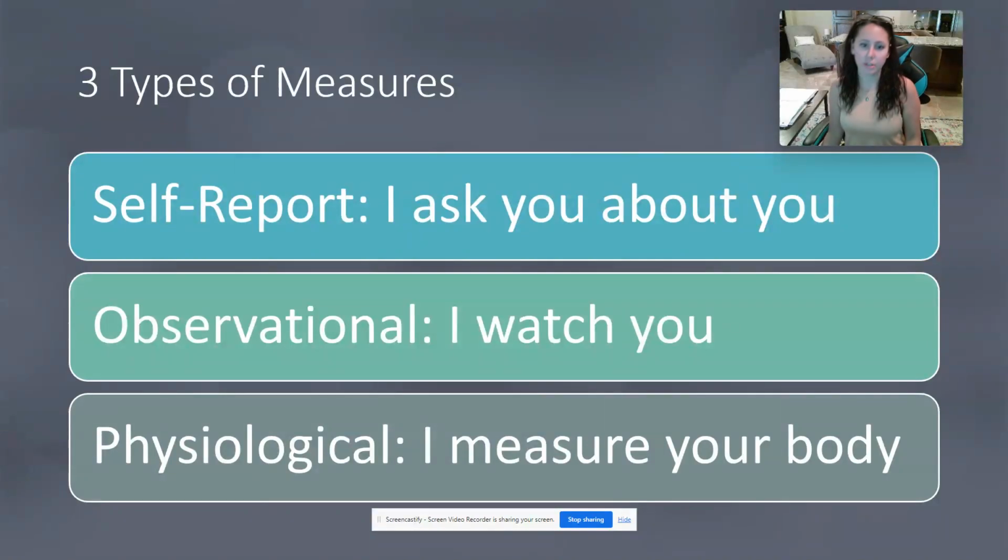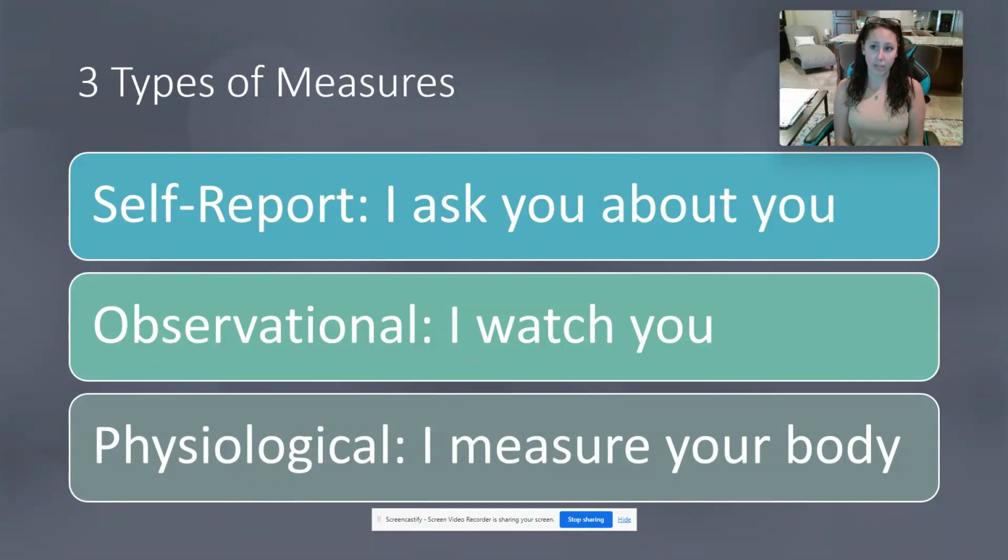Let's say I wanted to measure conflict among romantic partners. A self-report measure might be giving you and your partner a survey and asking, what do you tend to argue about? What is your communication style when you argue? What are some of your barriers of communication that you have when you're arguing?